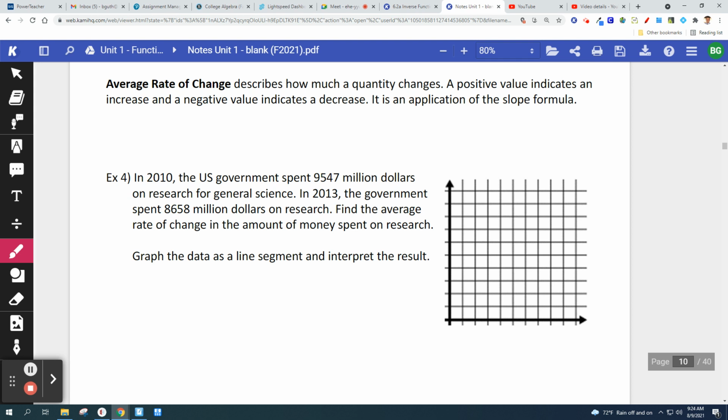Average rate of change describes how much a quantity changes. A positive value indicates an increase and a negative value indicates a decrease. It's an application of the slope formula. Basically, we're talking about slope. When they say rate of change, they're talking about slope. Find the average rate of change, find the slope. That's what they're saying. So this complicated looking problem number 4 is basically going to be a slope problem.